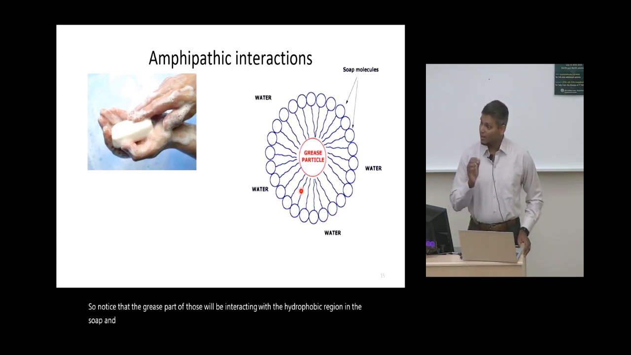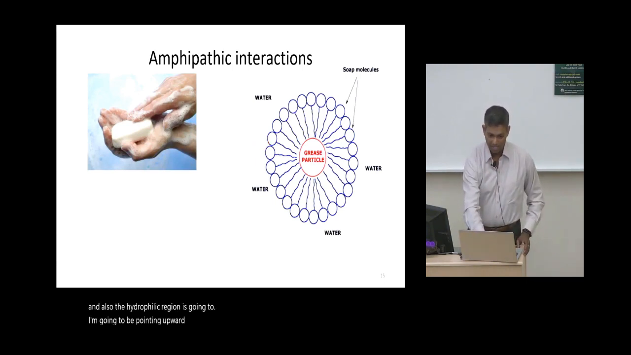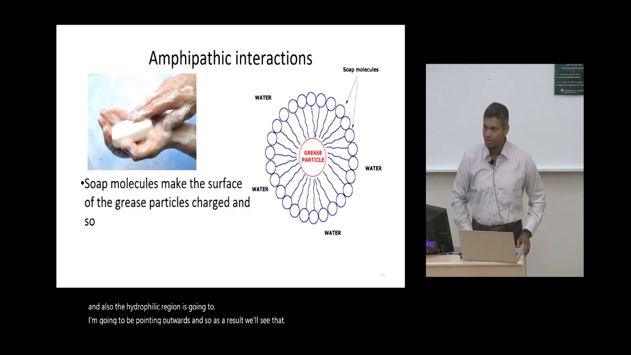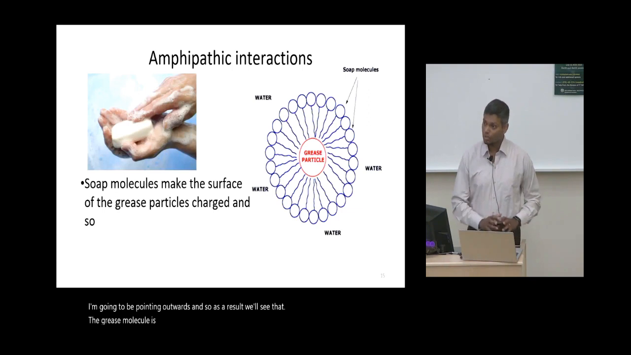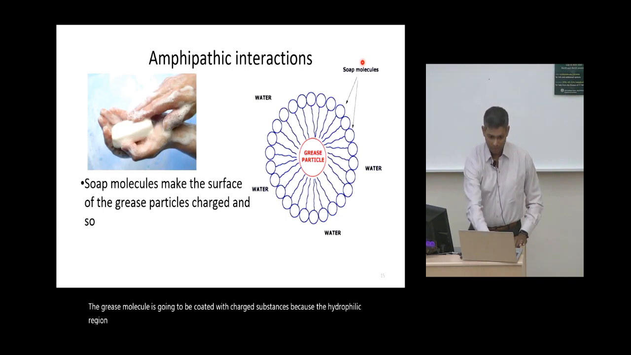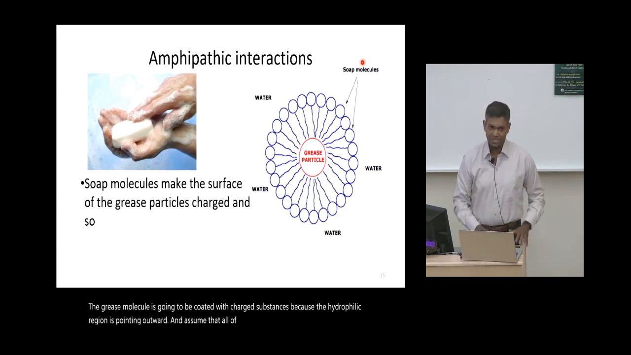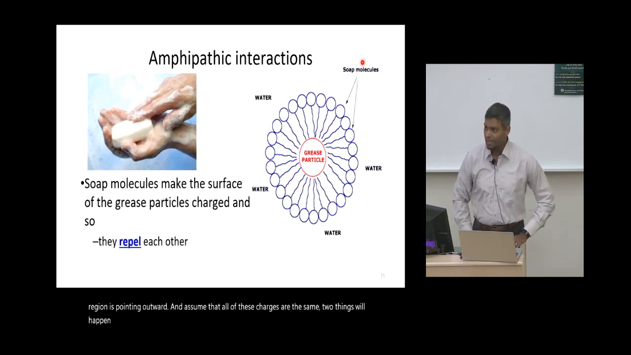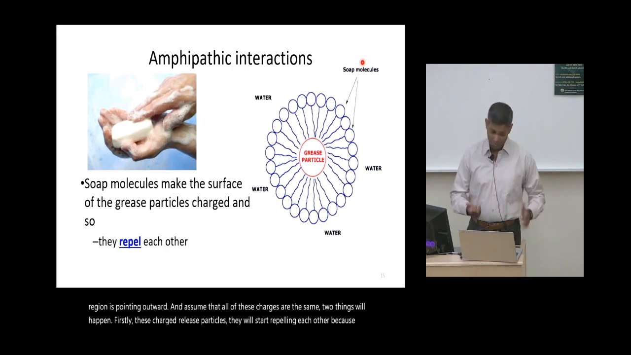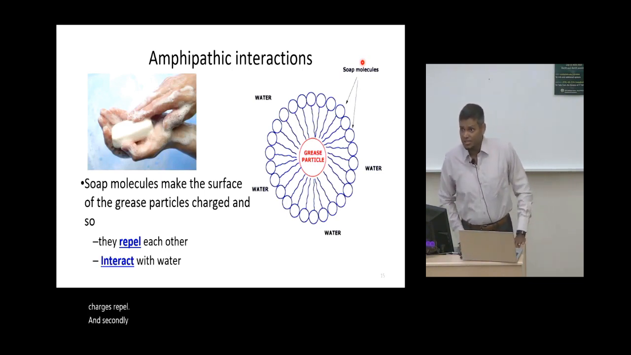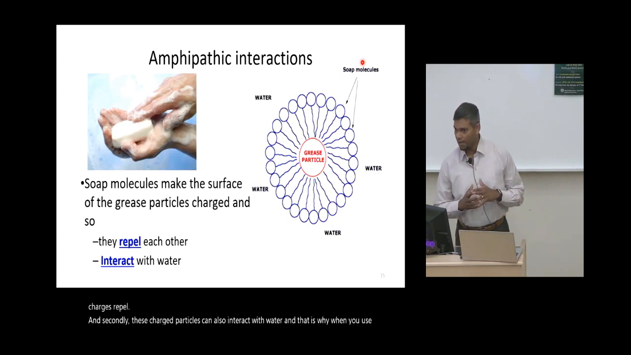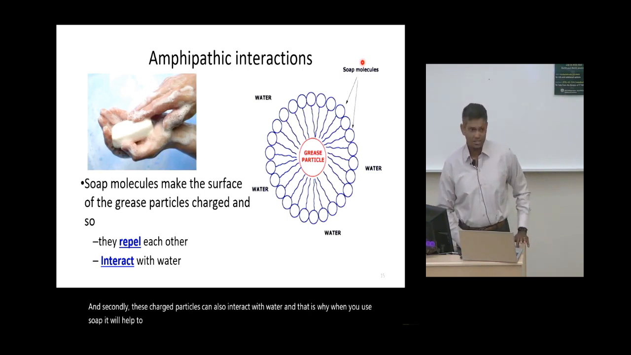Notice that the grease particle will be interacting with the hydrophobic region in the soap, and the hydrophilic region is going to be pointing outwards. As a result, the grease molecule is going to be coated with charged substances because the hydrophilic region is pointing outward. Assume that all of these charges are the same, then two things will happen. Firstly, these charged grease particles will start repelling each other because like charges repel. Secondly, these charged particles can also interact with water, and that is why when you use soap, it helps to wash off the grease. Is that clear? Okay.